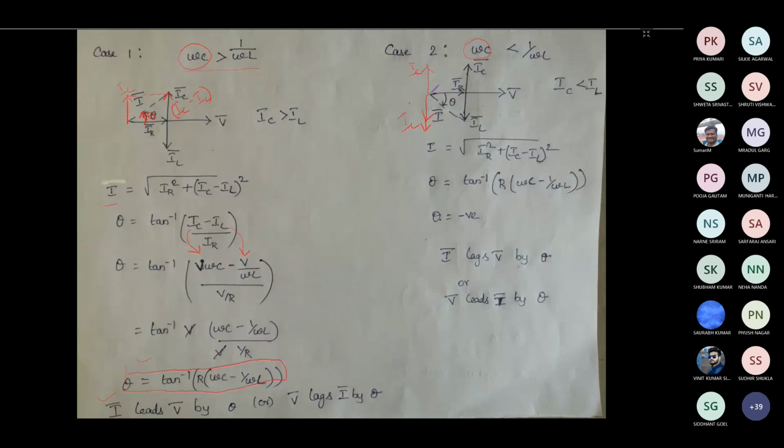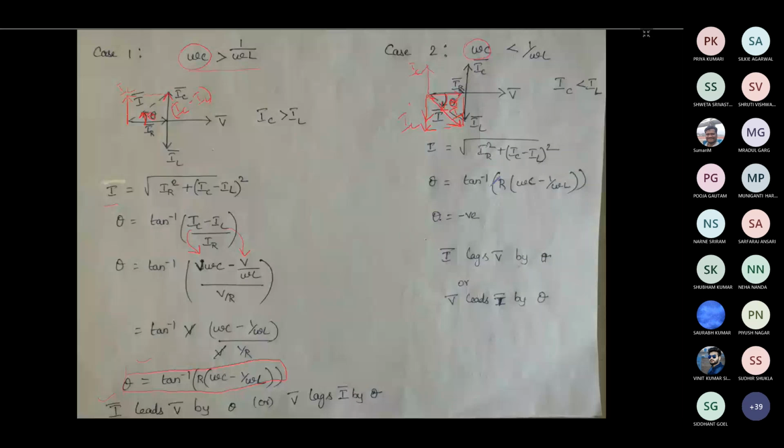So now if you are doing the vector addition, this is the vertical component and the horizontal component is I_R. If you are doing the vector addition, the resultant will be somewhat like this, and this will be the resultant current. So this resultant current will be lagging the voltage by an angle, that is theta. Okay, so again this theta can be found using the same formula.